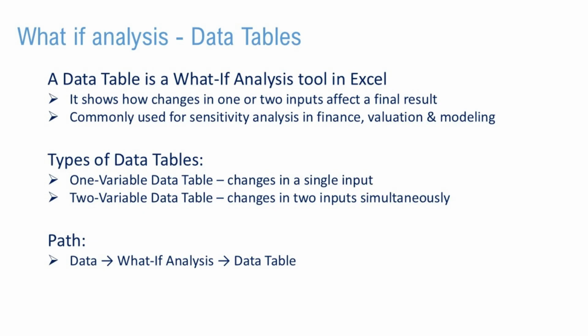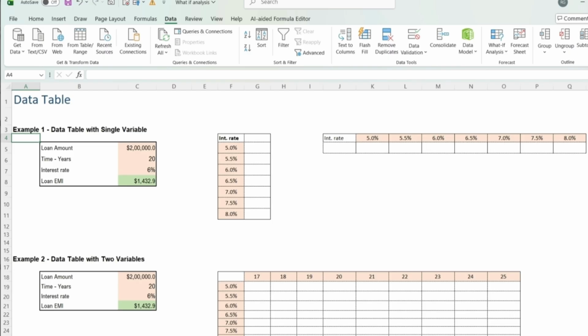So first, with a single variable. Here we have the loan amount of $200,000. Tenure is 20 years, the interest rate is 6%, and the loan EMI is 1433. This is the same table as we saw in our last example on Goal Seek.